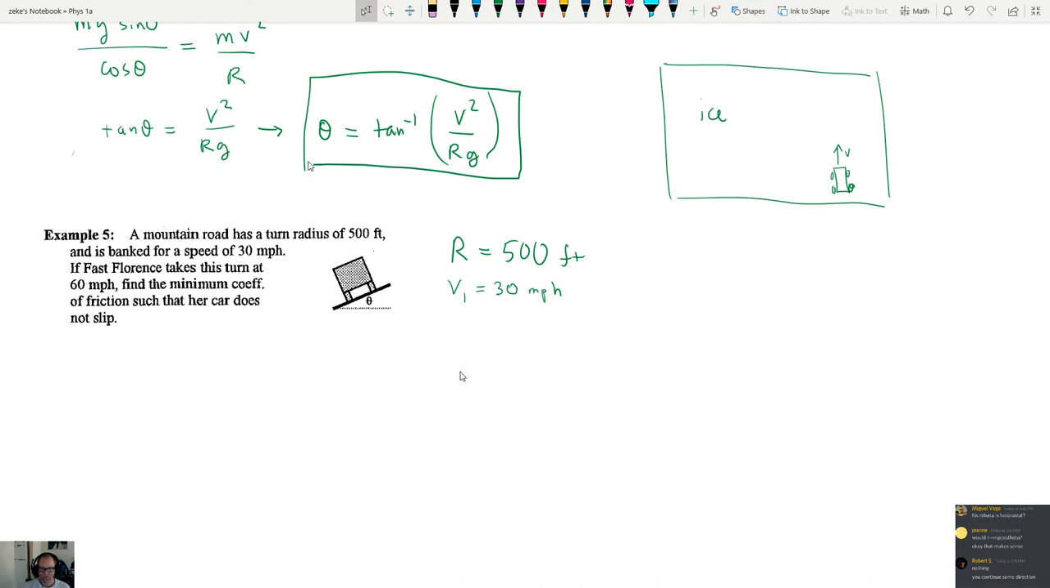Okay. So we want to figure out how much friction this car needs so that it can take this turn, which was designed for a speed of 30 miles an hour, at a speed of 60 miles an hour. Okay? Does that setup make sense? Let me let you all read this and write some stuff down first. Just take 30 seconds or so to read that and take that problem in.